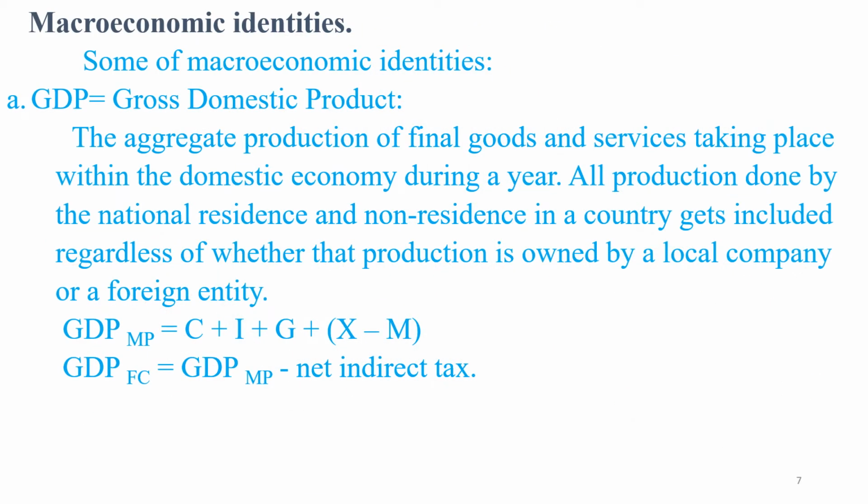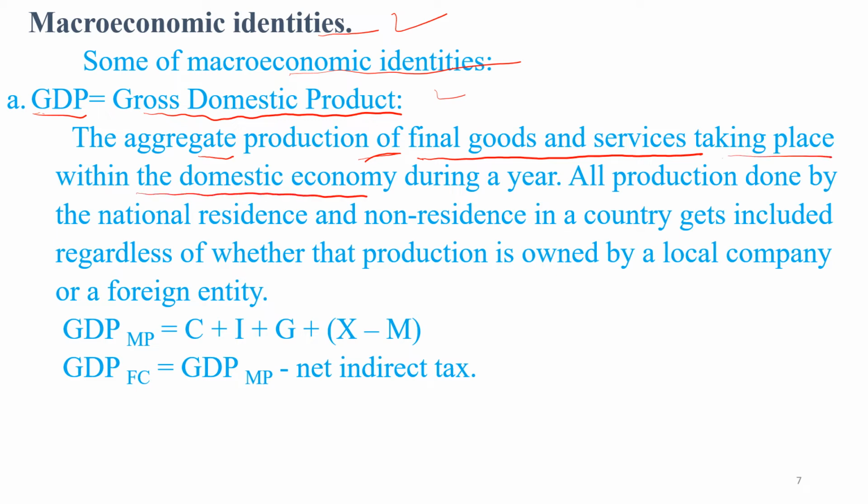Dear students, now let us understand macroeconomic identities. Some of the macroeconomic identities are GDP. What is the expansion for GDP? Gross Domestic Product. What do you mean by gross domestic product? Aggregate production of final goods and services taking place within the domestic economy during a year.